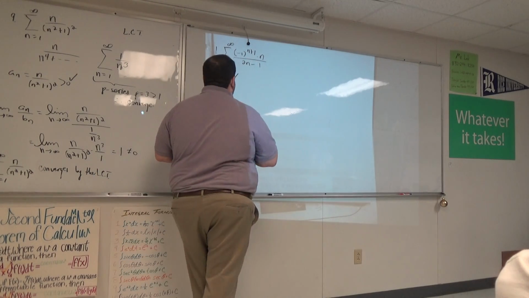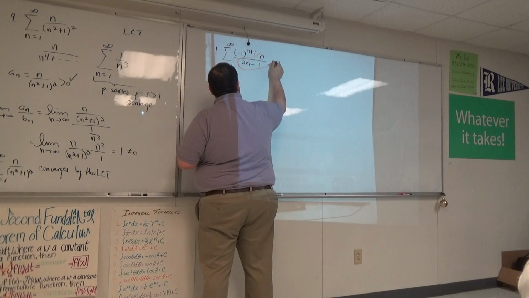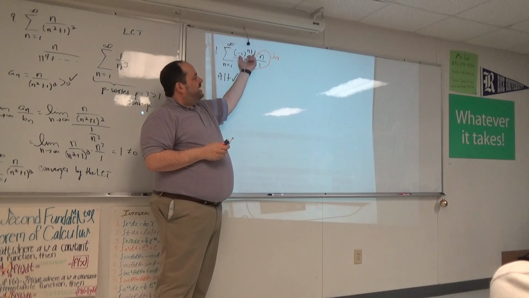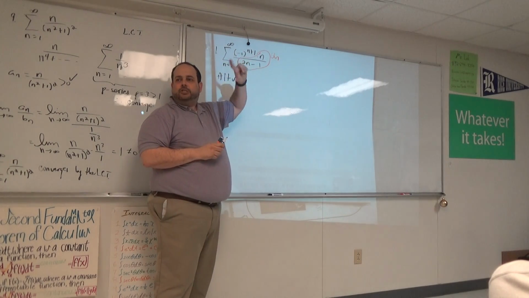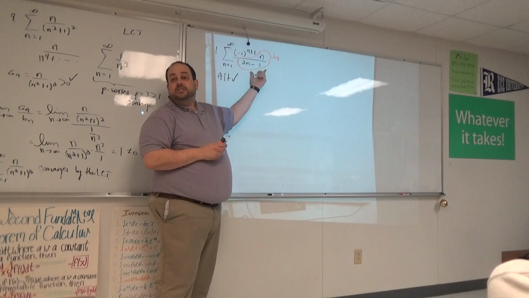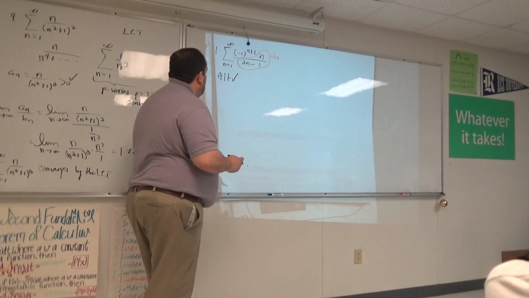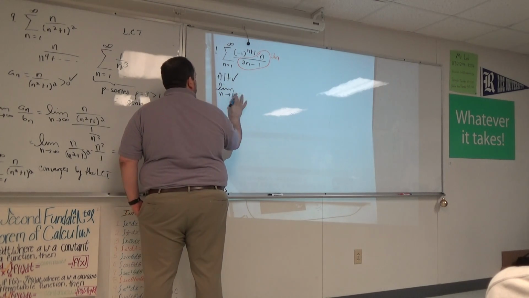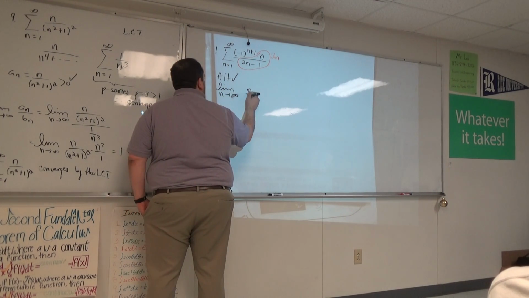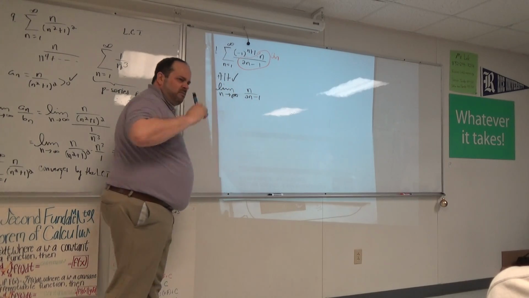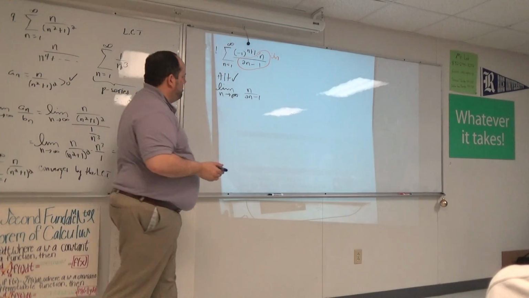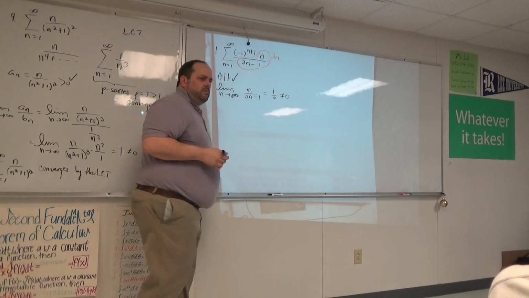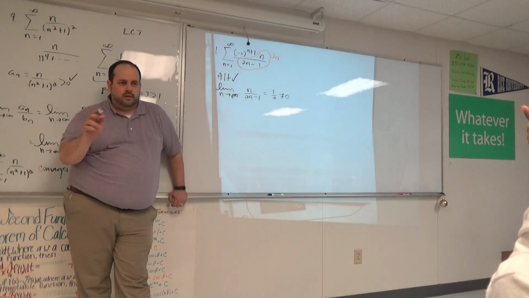Now, here's the thing. If you look at their definition for an alternating series, this part is what they call the a sub n. The negative 1 to the n plus 1 is the alternating part. Their series is just the positive terms. So the limit as n approaches infinity of n over 2n minus 1. What is that? That's a half, which is not equal to 0.